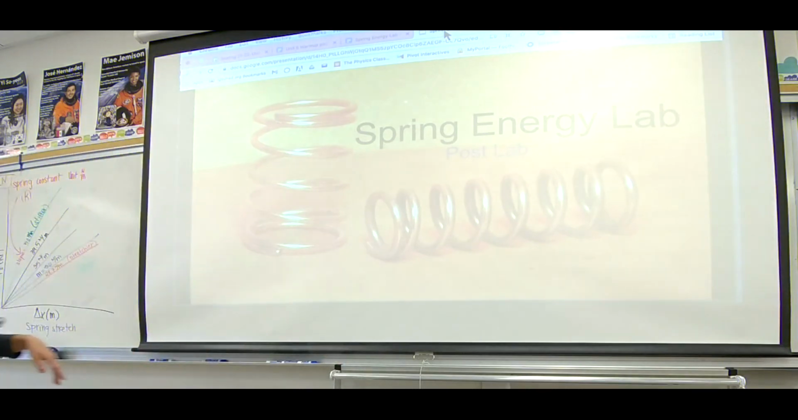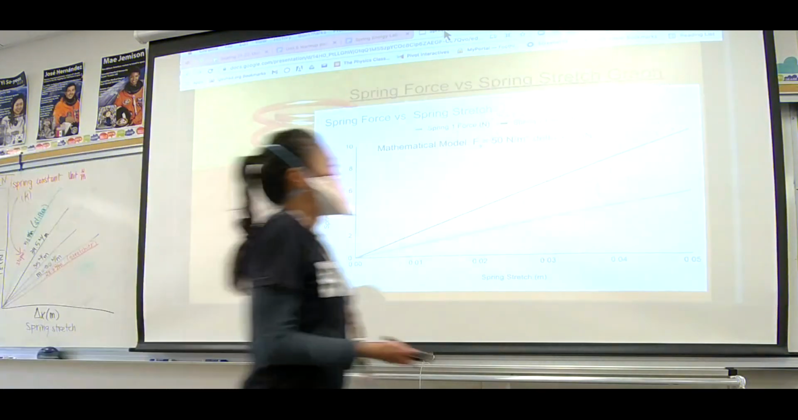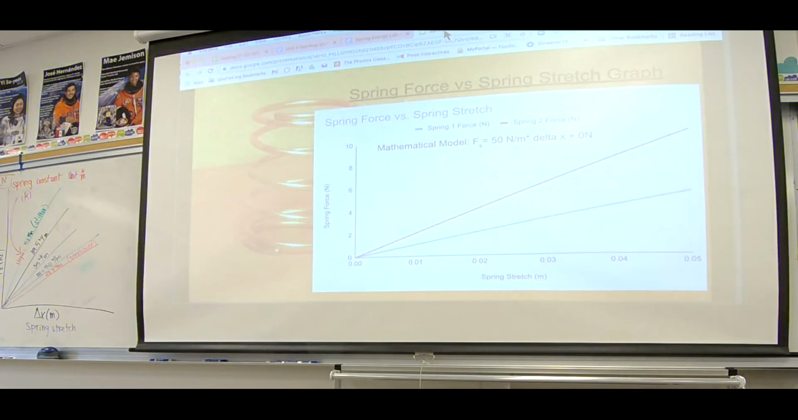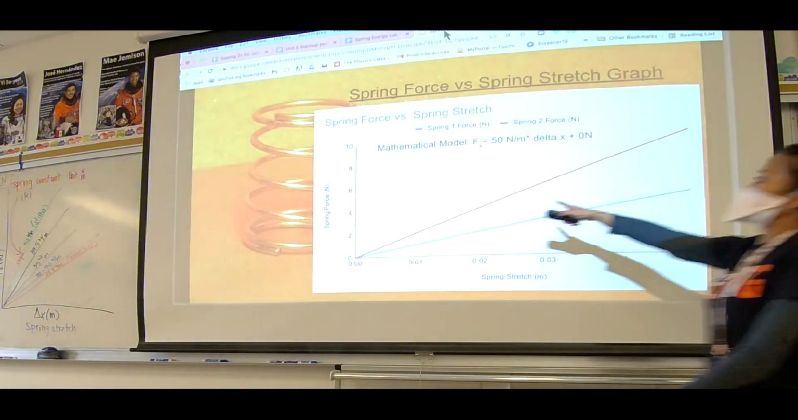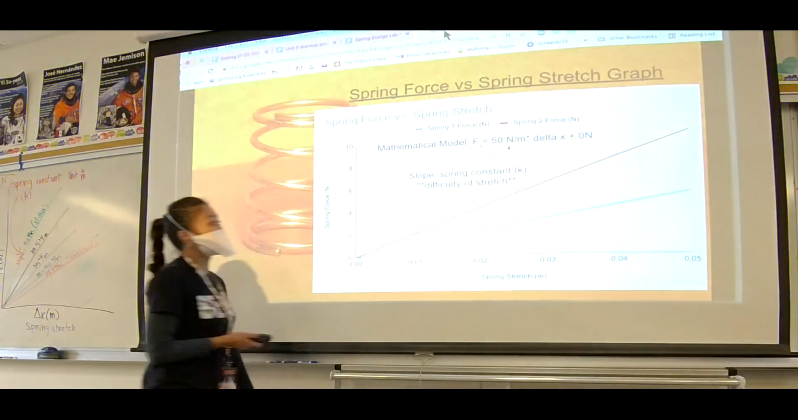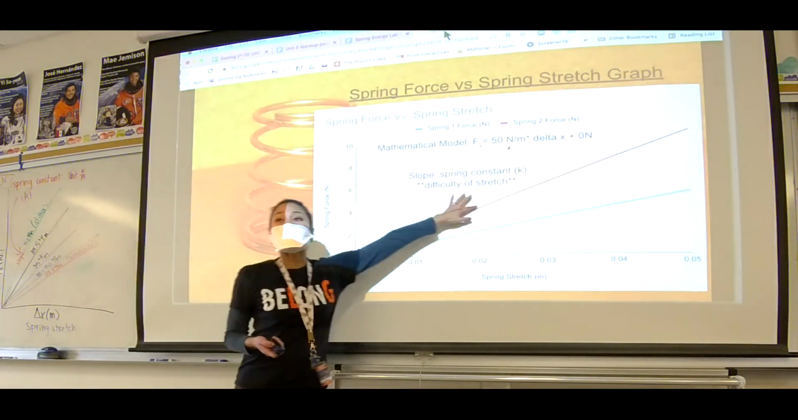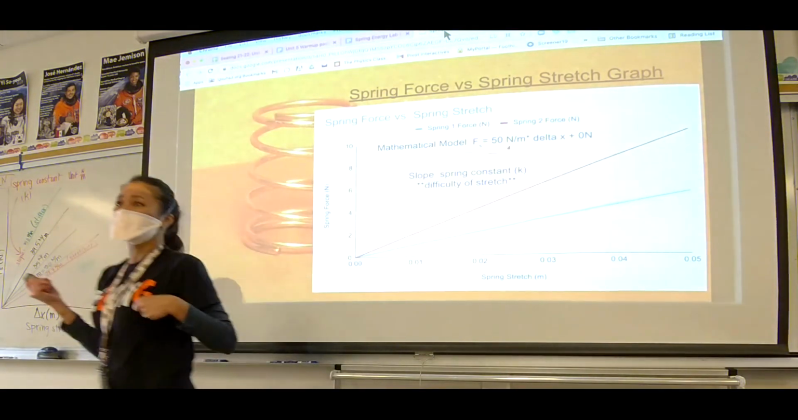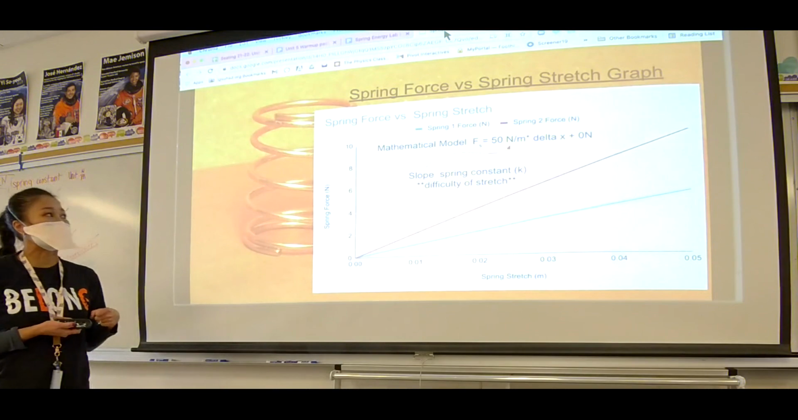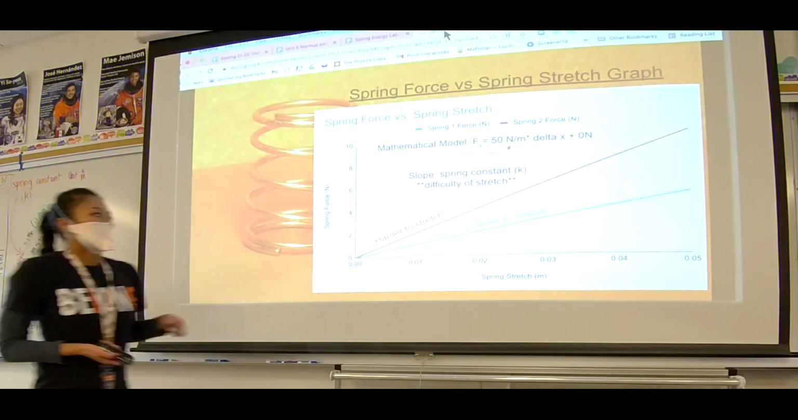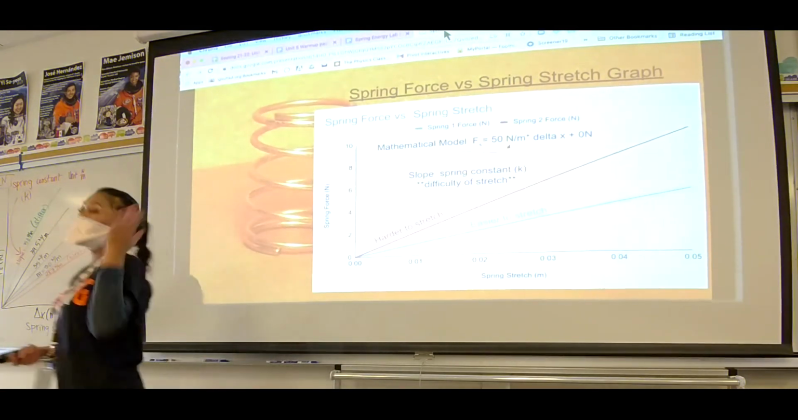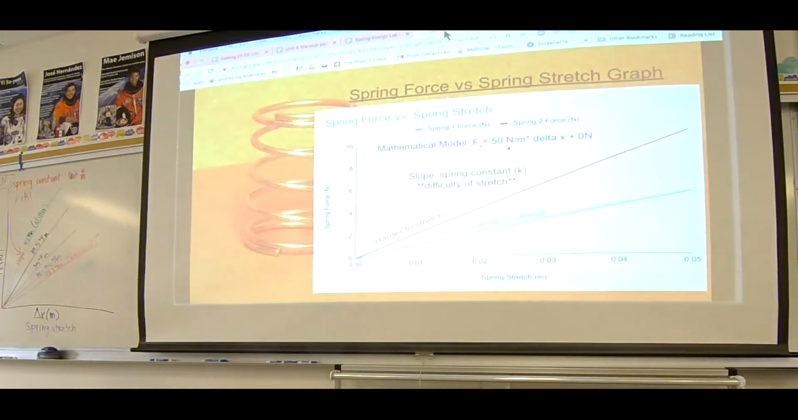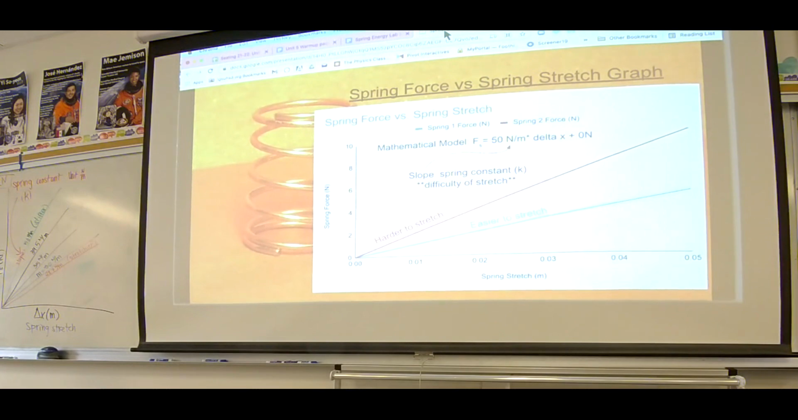But your spring energy lab. First of all, I just included two, but we've already established that the slope represents the spring constant. The difficulty of stretch, how hard it is to stretch it, represents your spring constant. The smaller the slope, the easier it is. The higher the slope, the harder it is to stretch. So we already know all of this stuff.